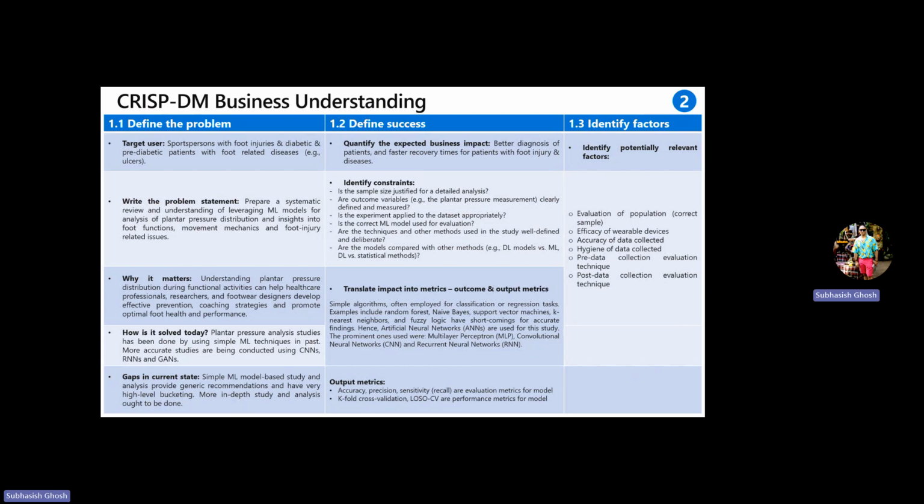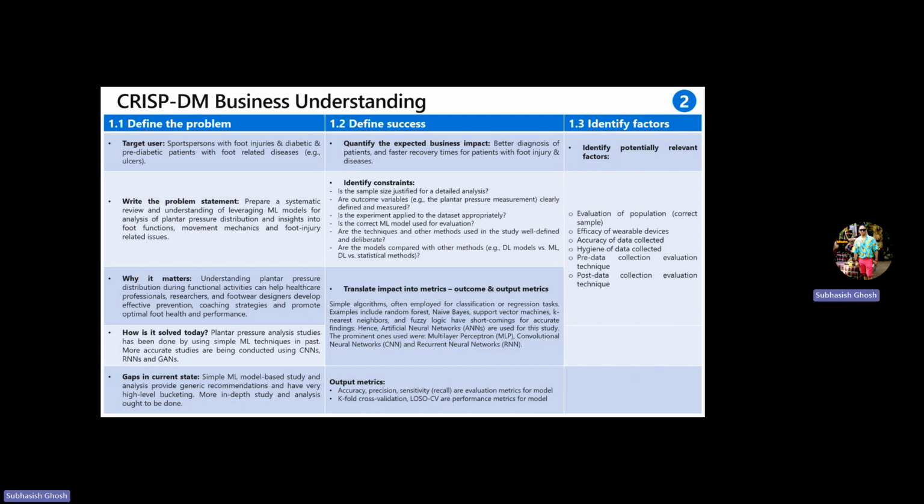But definitely there are certain constraints. For example, the sample size and whether the outcome variables are clearly defined. Has the experiment data set been appropriately used? Is the correct ML model being used for evaluation? And are the techniques correctly used? These are important constraints for the study.